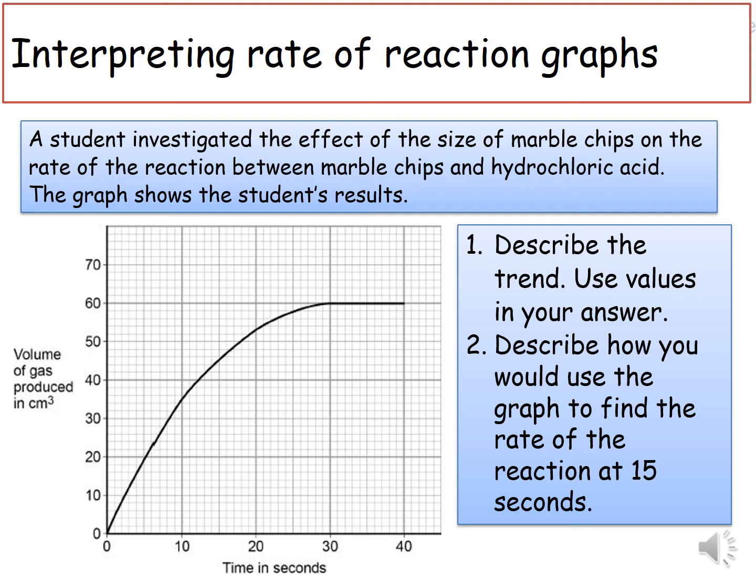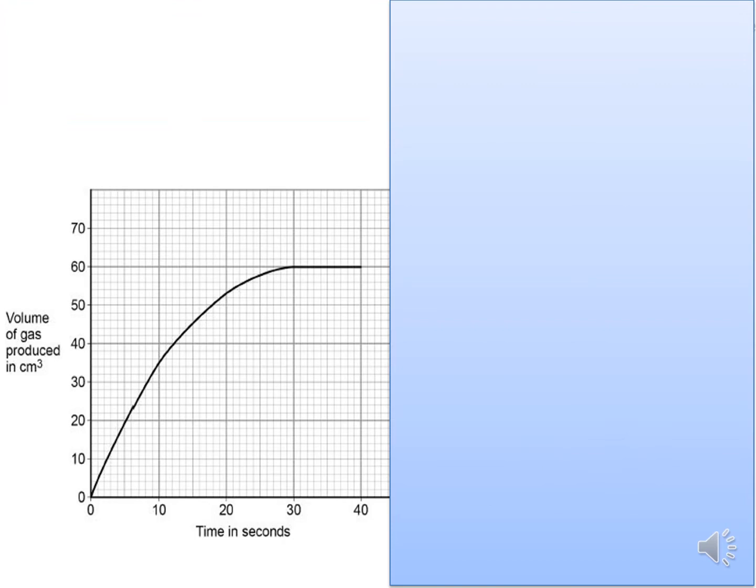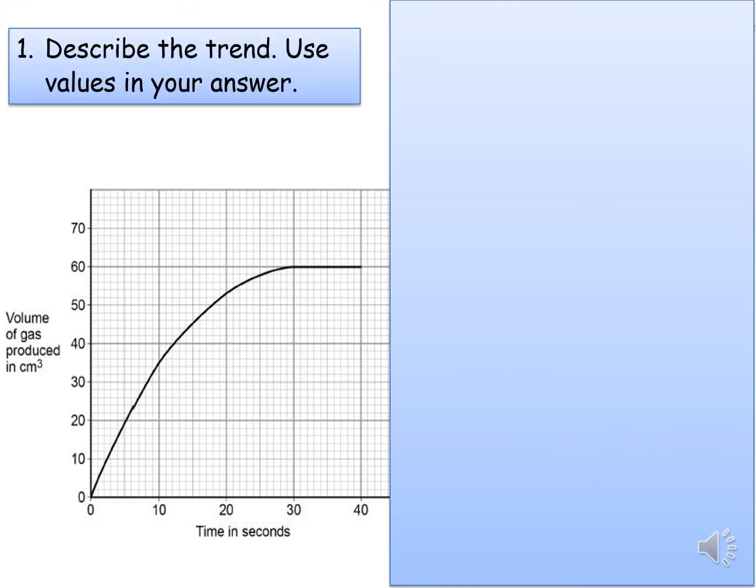Now, the first question says to describe the trend and use values in your answer. Second question says describe how you would use the graph to find the rate of the reaction at 15 seconds. Our first question, it says describe the trend, use values in your answer. Pause the video and have a go at doing this.